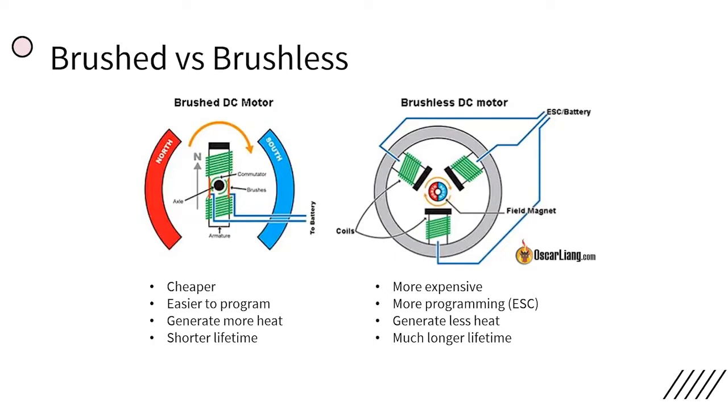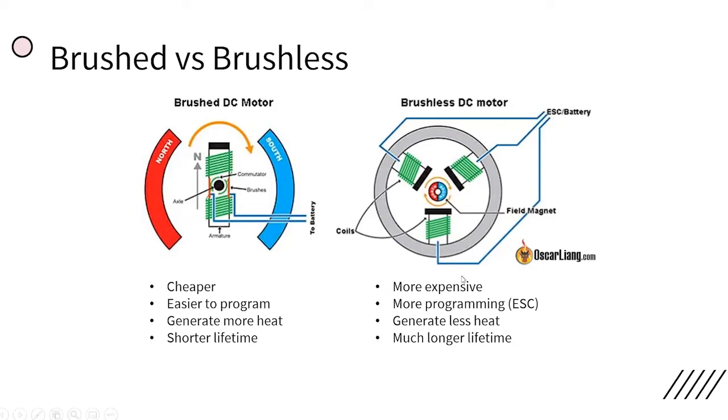So when deciding which of these you want to use for your DC motor, in general, brushed DC motors are going to be cheaper and easier to program. Like I said, they're the entryway into motors, so they're the easiest to work with. But at the same time, they also generate a lot more heat and a lot more friction because of the brushes making contact. So in general, you're going to have a lower efficiency and a much shorter lifetime because there's a lot of wear down on those brushes.